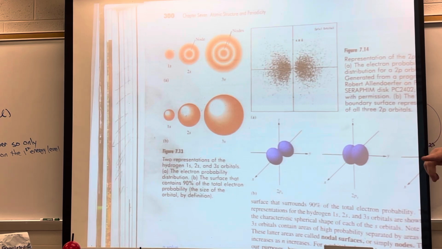But these three orbitals are equal in energy. The px, the py, and the pz are all equal in energy, and we'll talk about that tomorrow. Now I'm going to teach you a word. In science, when things are equal in energy, they're said to be degenerate. D-E-G-E-N-E-R-A-T-E, degenerate. So they're degenerate orbitals. That means equal energy.